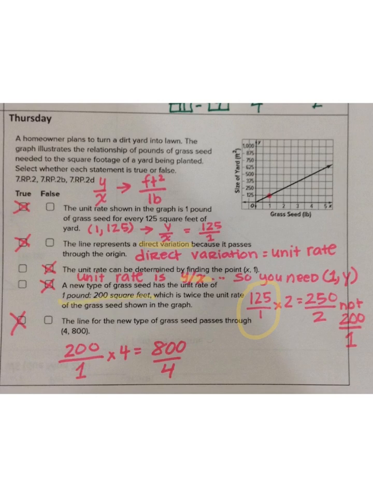And then the last one is true, because the line for the new type of grass seed passes through 4 over 800. The new grass seed is 200 square feet to 1 pound, and if you multiply that by 4, you will get 800 over 4.